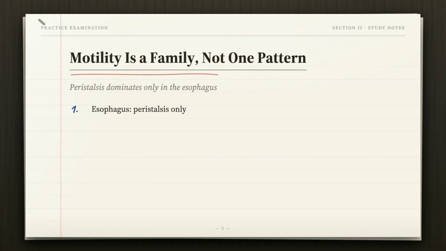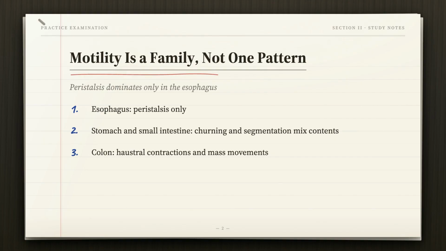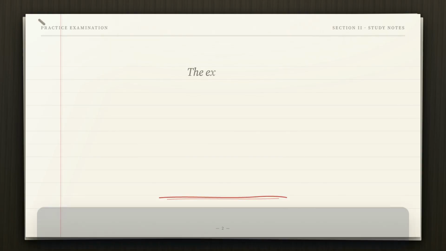Peristalsis is not the only pattern in the gut. The stomach and small intestine rely on churning and segmentation to mix. The colon adds haustral contractions and mass movements, and in achalasia, the myenteric neurons degenerate so the wave weakens and the lower sphincter fails to relax, causing food to back up.